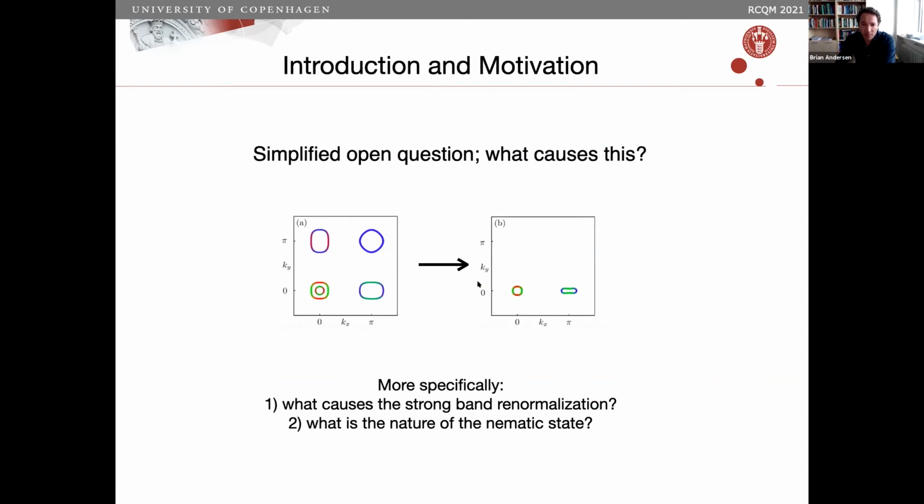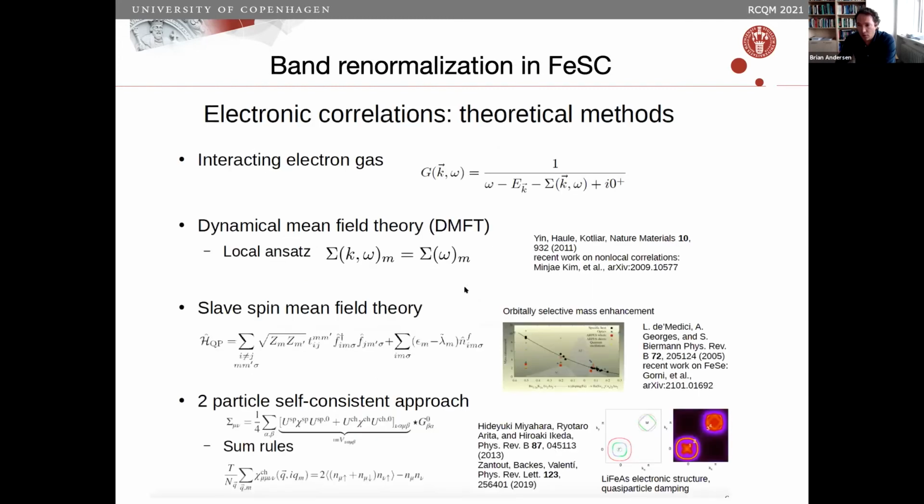So in a nutshell, the question is, as I said, how do we get from here to here? To answer this question, I will address strong band renormalization and the nature of the nematic state. Of course, we're not the first to address this at all. This is by far not a complete list. Here's the paper that Luca was discussing. For more details of various techniques, I can refer you to Luca's presentation, but also some of the review papers here.